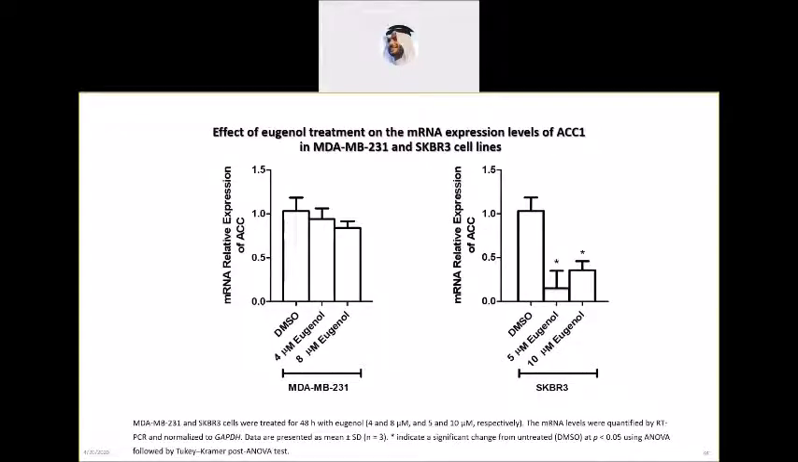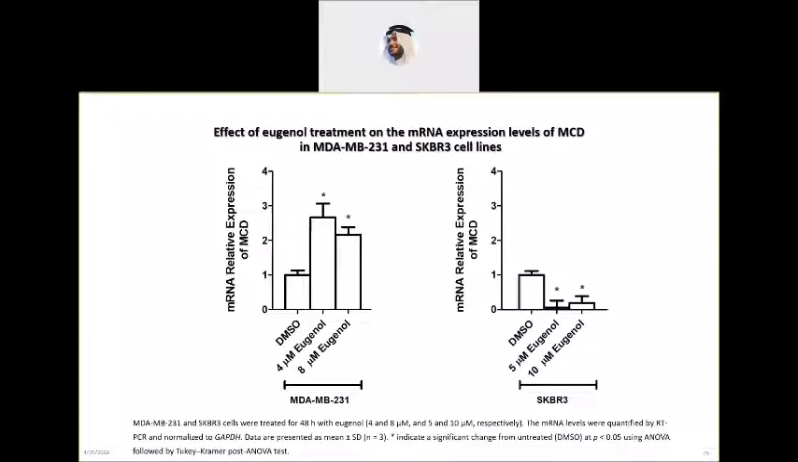Furthermore, we investigated the potential effect of different concentrations of eugenol on the messenger RNA expression of ACC1 in the cells by RT-PCR, and our results showed that the treatment of the MDA cells for 48 hours has no significant effect on the messenger RNA expression of ACC1 as compared to the DMSO. Conversely, treatment of the SKBR3 cells with eugenol for 48 hours resulted in a significant 80% and 60% decrease in the messenger RNA expression of ACC1, respectively, as compared to DMSO-treated cells.